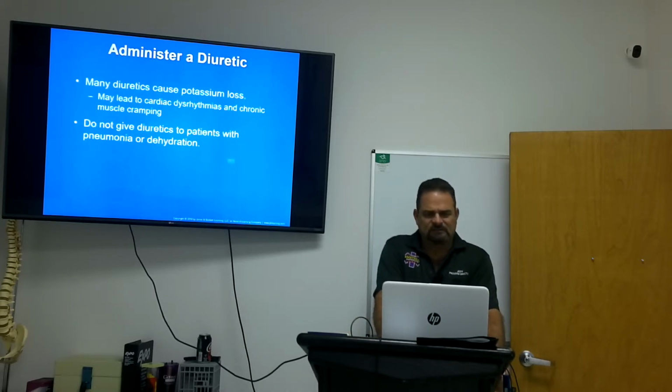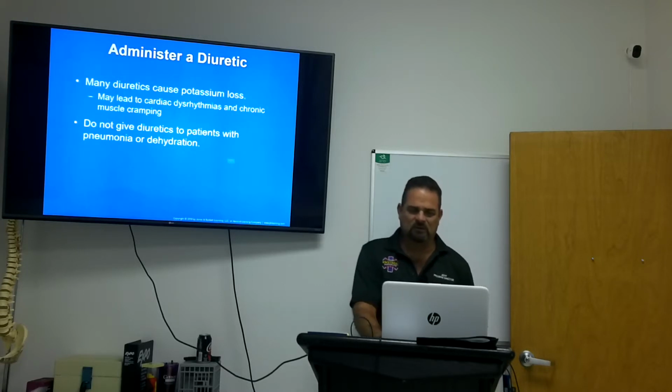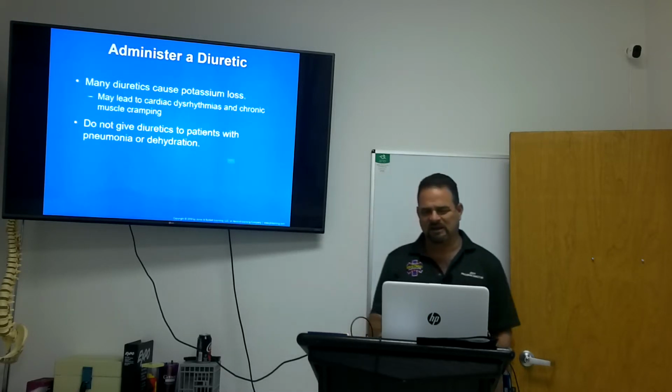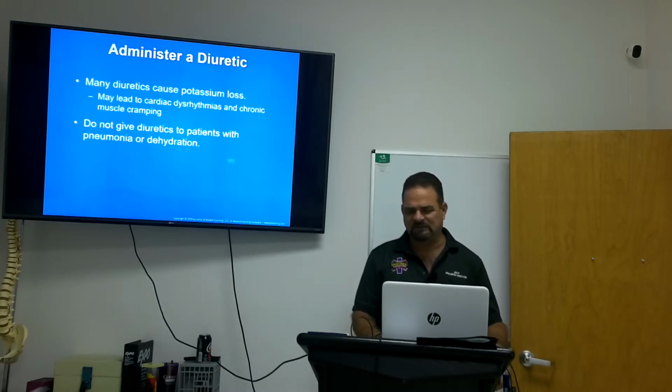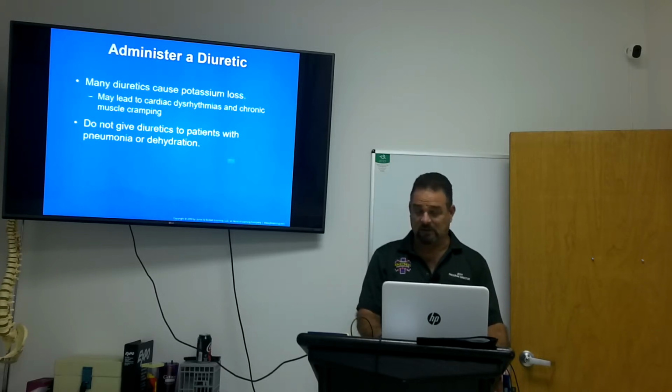Many diuretics cause potassium loss, which they really do. They may lead to cardiac dysrhythmias and chronic muscle cramping. Do not give diuretics to patients with pneumonia or dehydration. Patients with renal failure may require large diuretic doses, or they may have no response. If dialysis for renal failure is required, inducing diuresis will likely not be effective.